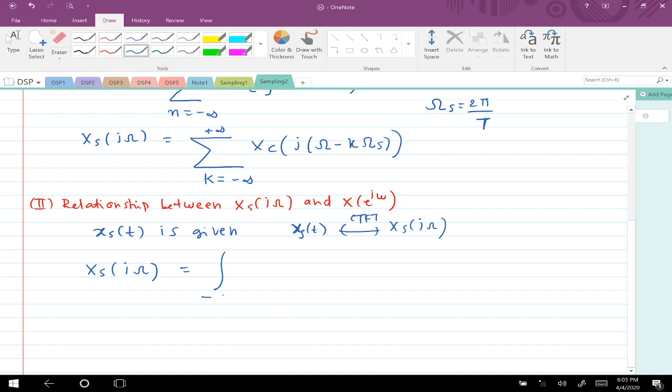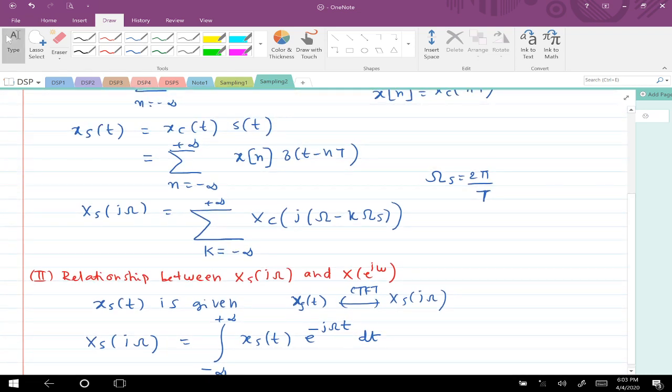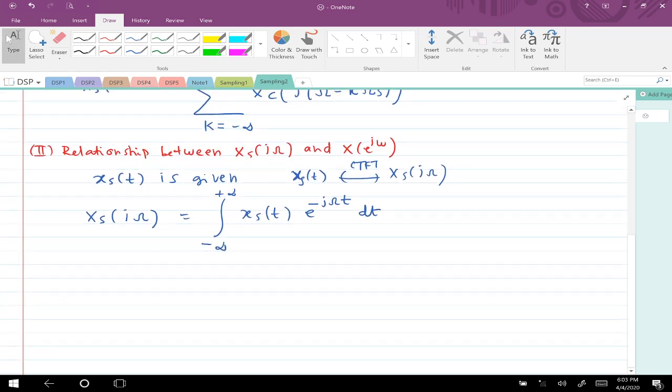So it varies from minus infinity to plus infinity, Xs of t, and what would come here? Complex exponential, e power minus j omega t, dt, right? Do I know the value of Xs of t? Yes, this we derived in the last class. We have the summation from minus infinity to plus infinity of x of n. So let me substitute that here.